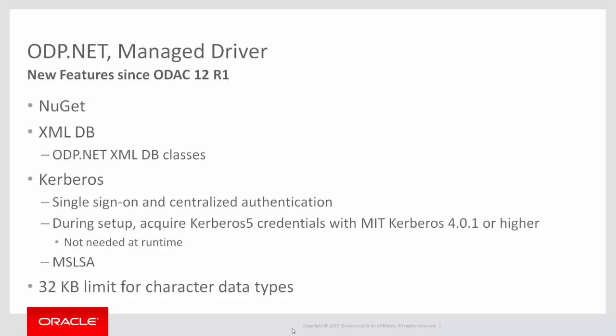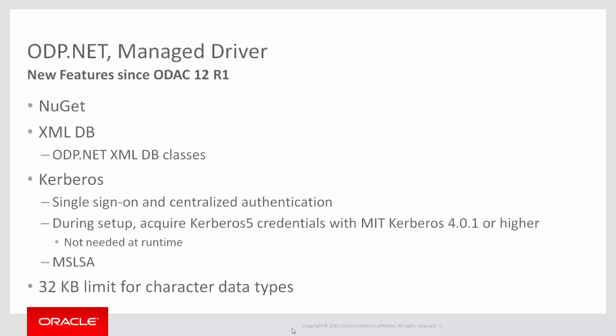We also added Kerberos, and Kerberos is great from a security standpoint if you need to add security for authentication. It allows you to do single sign-on, it allows you to do central authentication, and it's easy to do the setup. This is one of the, as I explained before, Kerberos is one of the features that doesn't have a full .NET implementation available. With Kerberos 5, you can use the MIT Kerberos 4.01 version or higher for Windows. And what you can do is first install it to be able to acquire Kerberos 5 credentials, but you don't need that anymore when you use it at runtime. We also added support for MSLSA, so that you can use MSLSA in your applications with Kerberos.